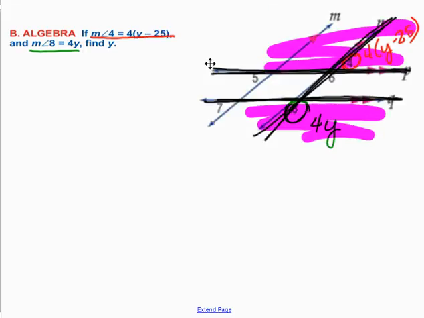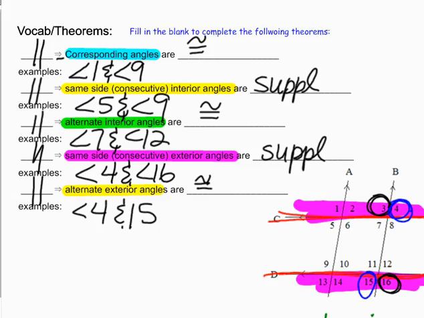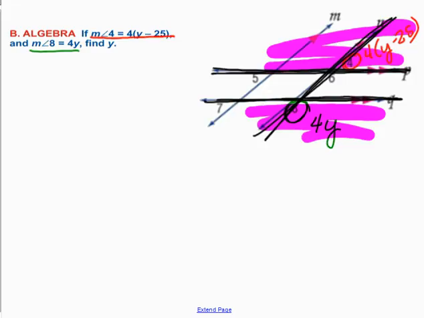So they're exterior, they're not in between the parallel lines. And I also notice that they are on the same side. Same side exterior angles, the pink, are supplementary. So these are supplementary. That means I add them to equal 180.